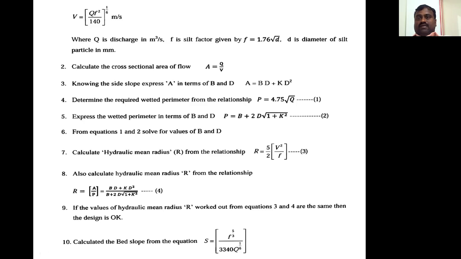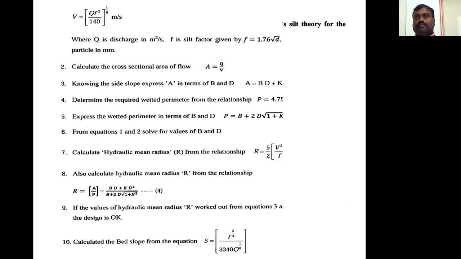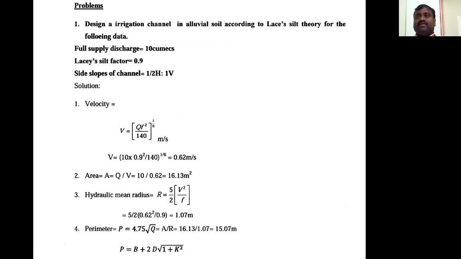Now in the next step, the bed slope value is calculated using the expression S is equal to F^(5/3) divided by 3340 Q^(1/6). This is the expression given by Lacey for calculating the bed slope value S. So using the given equation, the S value is calculated. Now let us take one design problem on this.